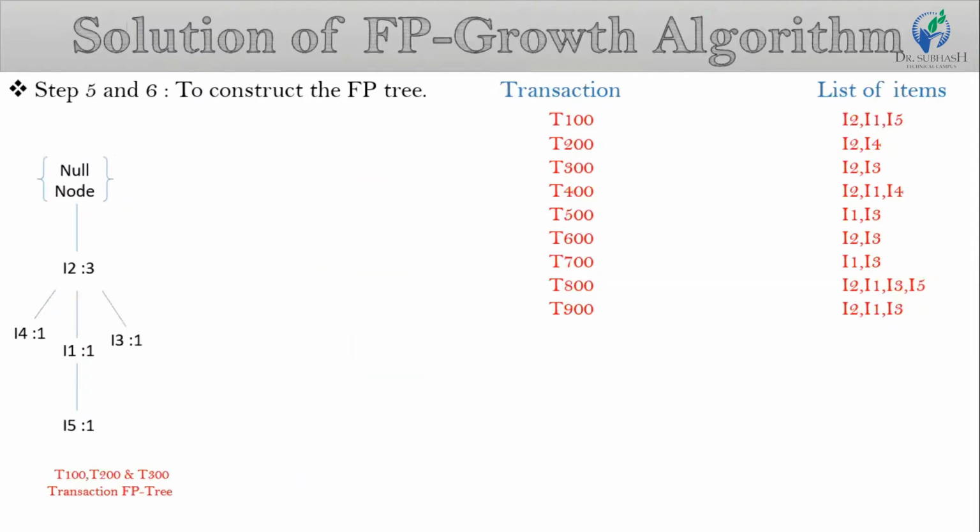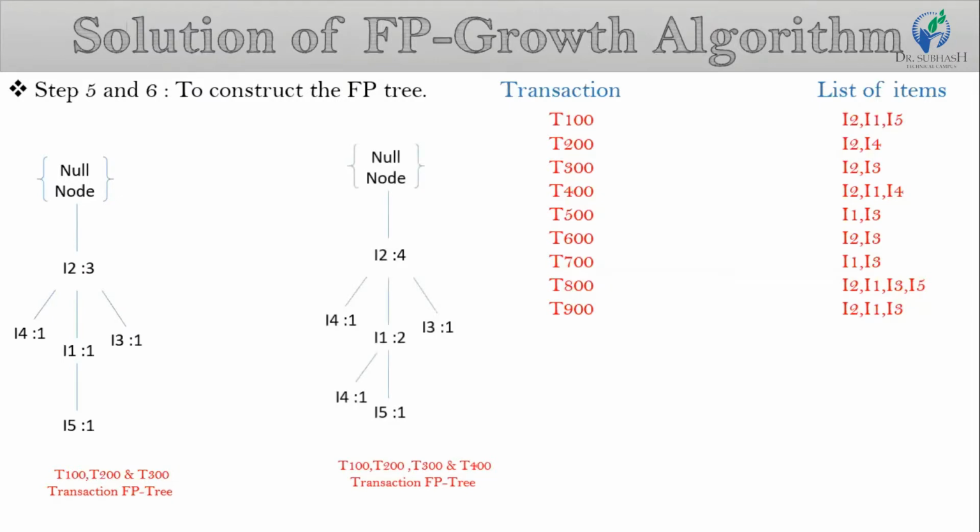Now, the next transaction is transaction T400 that contains the items I2, I1, and I4, which would result in a branch where I2 is linked to root, I1 is linked to I2, and I4 is linked to I1. However, this branch would share a common prefix I2 with the existing path of transaction T100. Then we increment the count of each item.